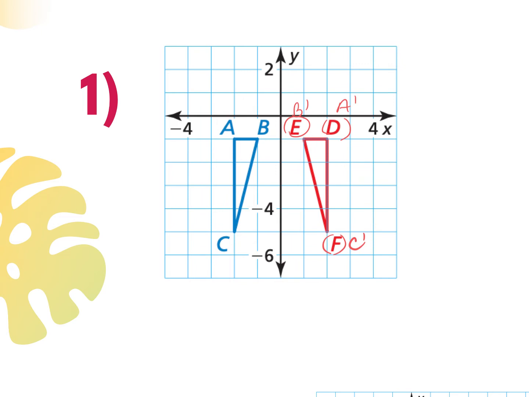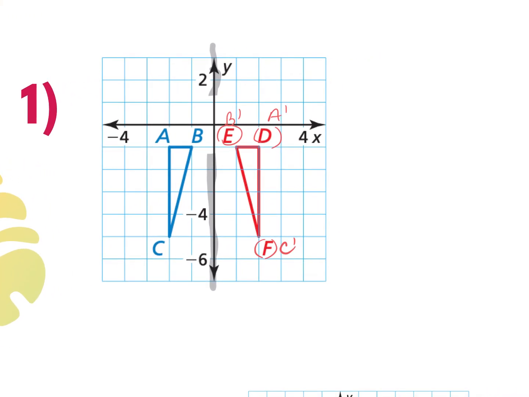and let me do it in highlight. So this is my line of reflection. I can count the spaces away. So notice A here is going to be 2 spaces away from my line of reflection. So my new A, which in this picture is called D, is 2 spaces away as well. Now, you can also memorize the rules.